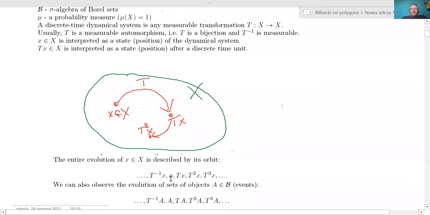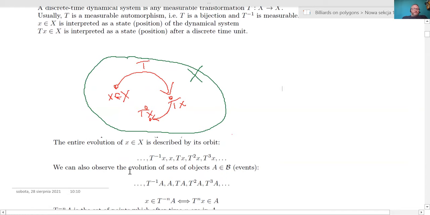As you see, this orbit is divided into two parts, one which observes positive iterates and negative iterates. Of course, when T is not invertible, then we can look only at the forward part. This forward part describes the future evolution of our object, and the backward part is responsible for the description of the past.